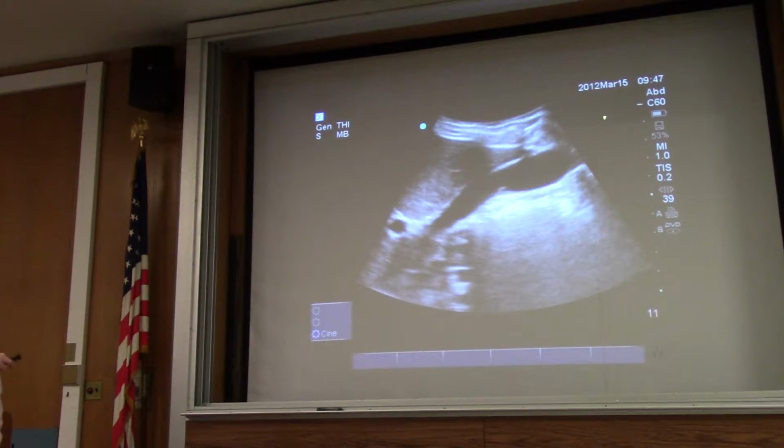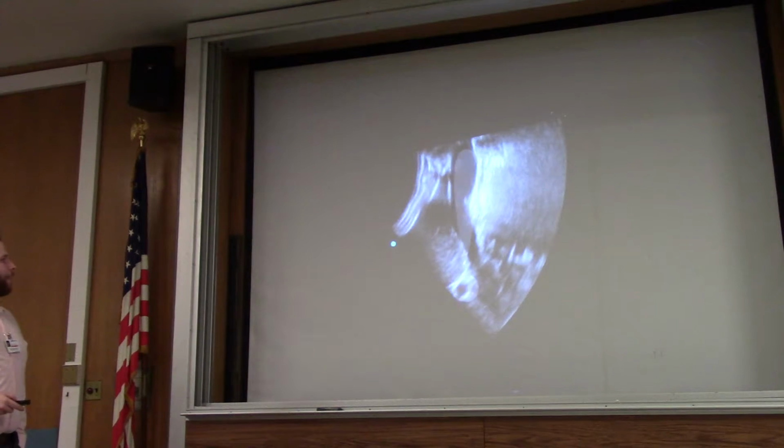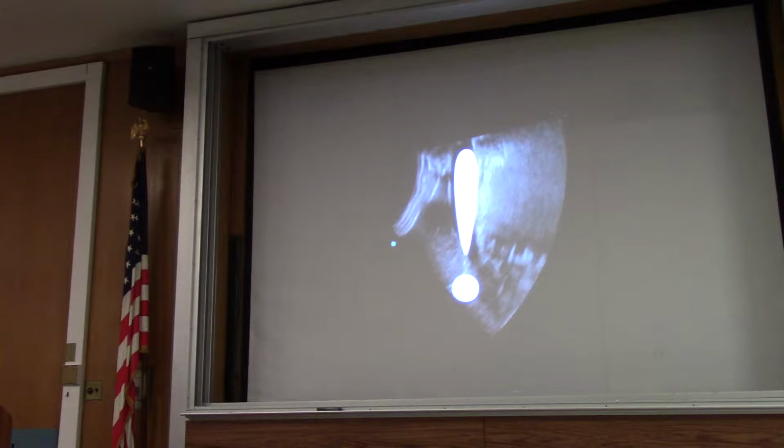All right, so this is another long view with the portal triad there. This is what we like to call the exclamation point. I don't make up these names, by the way, because it looks kind of like an exclamation point. Gallbladder in long, portal triad in short.